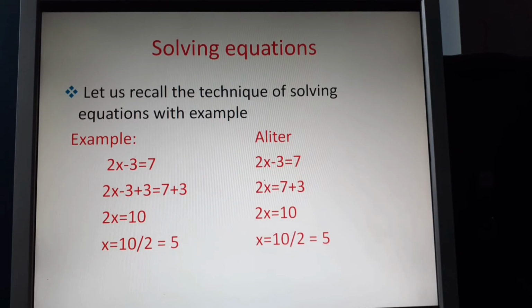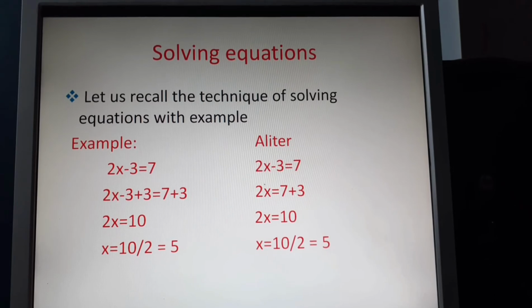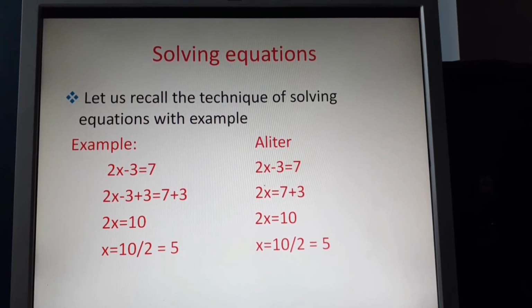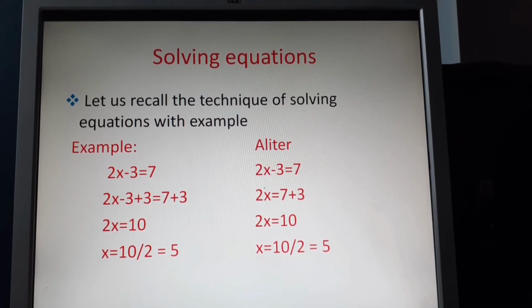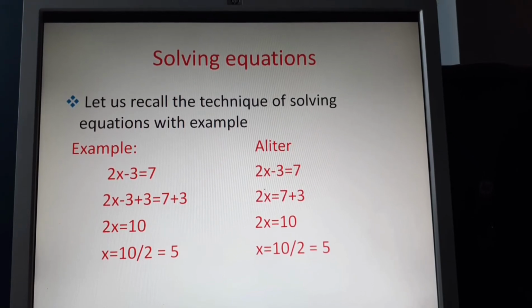Solving equations. Let us recall the technique of solving equations with an example. Example: 2x minus 3 is equal to 7. If we add 3 on both sides, we get 2x minus 3 plus 3 is equal to 7 plus 3. Now plus 3 and minus 3 cancel. 2x is equal to 10. x is equal to 10 divided by 2, that is equal to 5. Later, that is called another method.